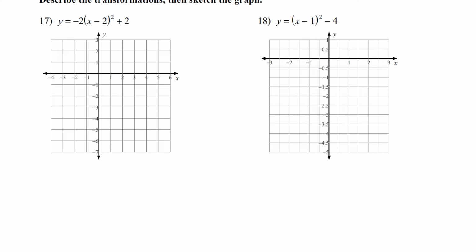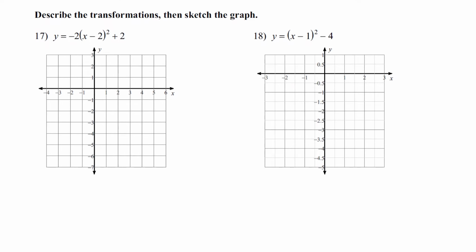All right, on this one, we're going to try to build off of what we did with the Kahoots yesterday. See what we can remember. We're going to describe the transformations and then sketch them. Well, let's first recognize what we see.